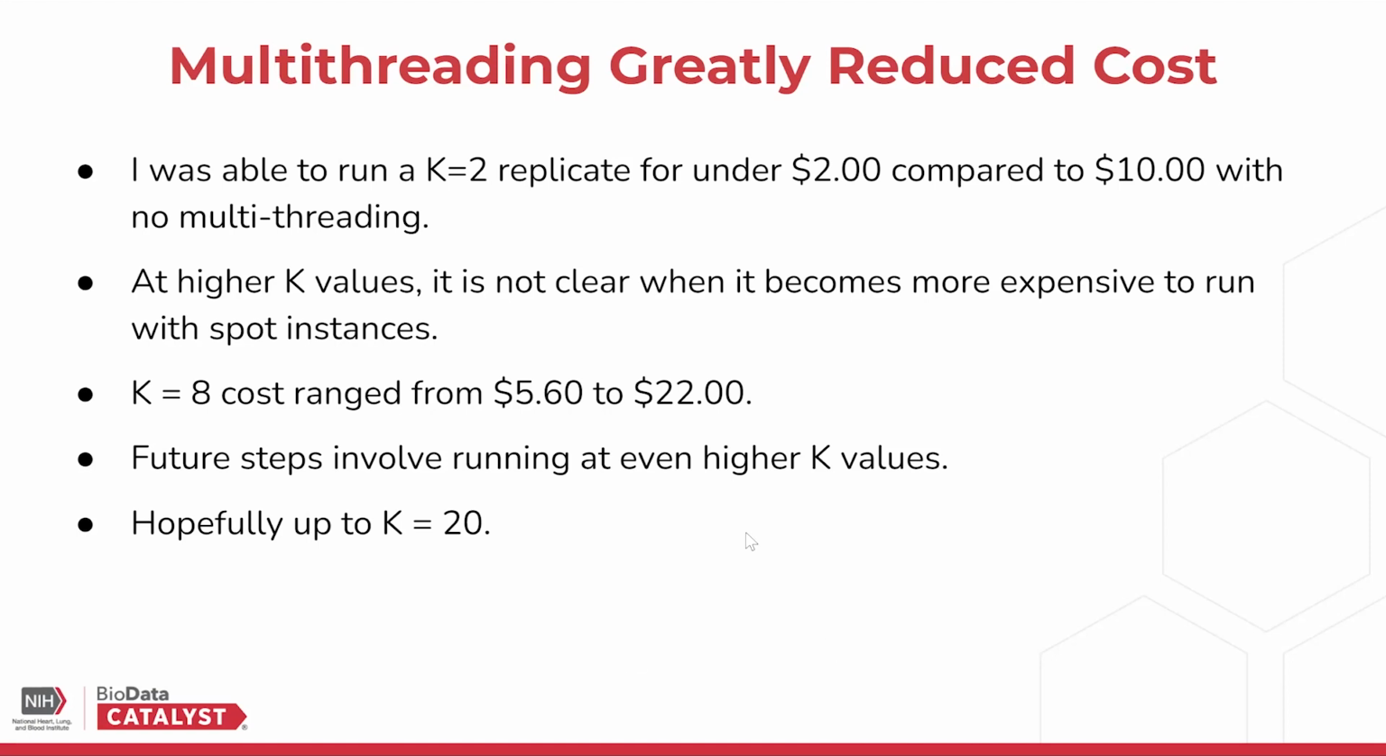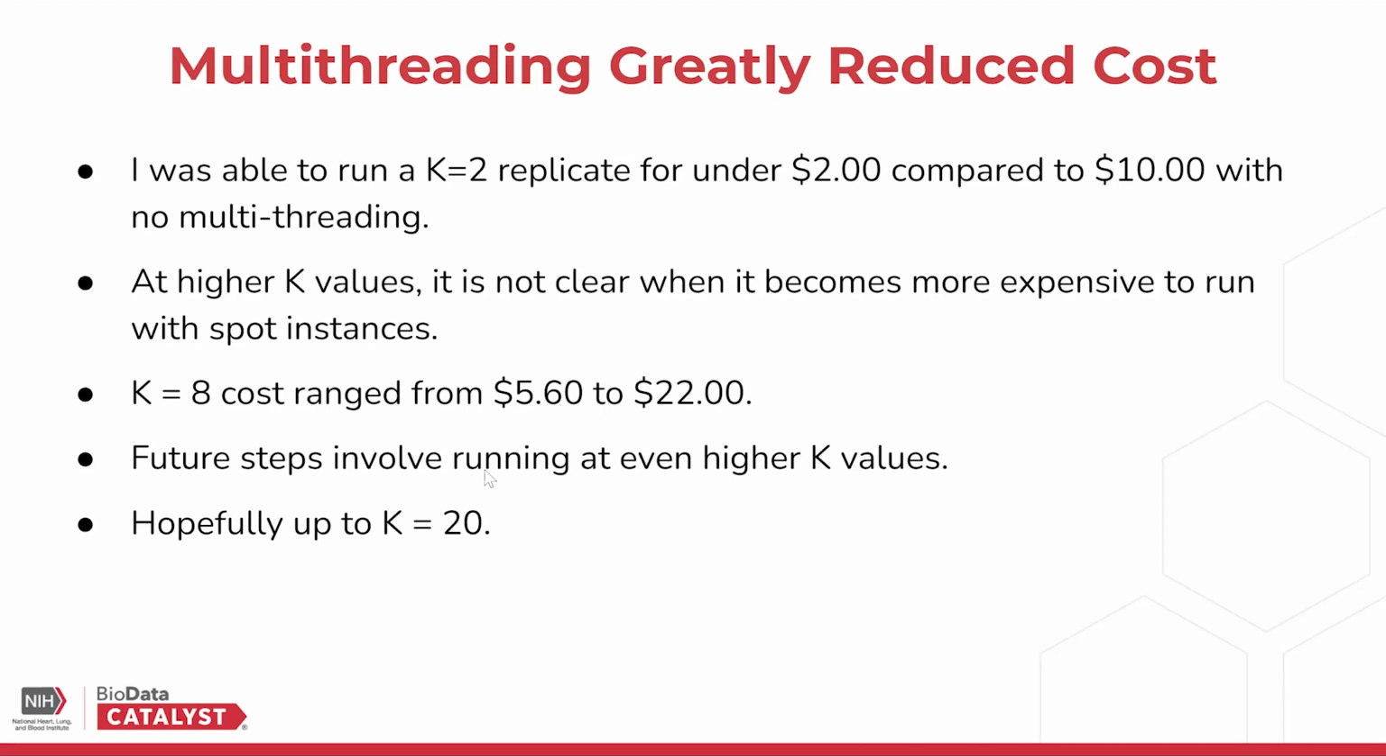One of the things that I'm now running into, and I'm not entirely certain how to calculate just yet, is at what value of K using spot instances will no longer be beneficial, because even with multi-threading, the jobs are still going to take a fairly long amount of time. And so it's about managing that cost benefit. At K of 8, if the spot instance doesn't need to restart the job, I can get it at $5.60. But if it does need to restart the job, then it's going to cost about $22. So that's the step I'm at now: trying to figure out at what value of K using spot instances will no longer be beneficial.